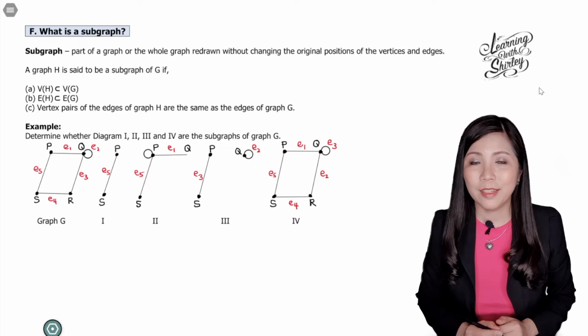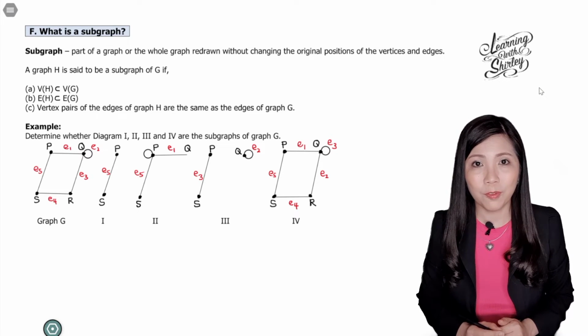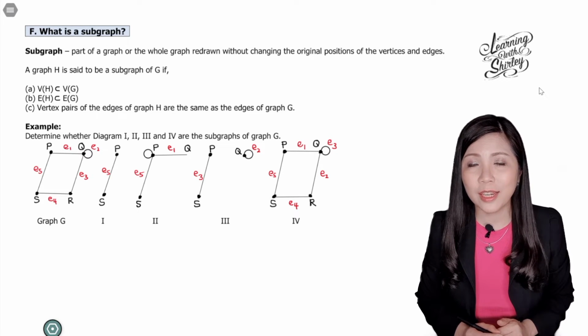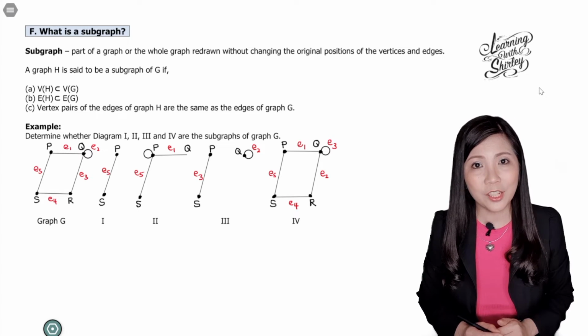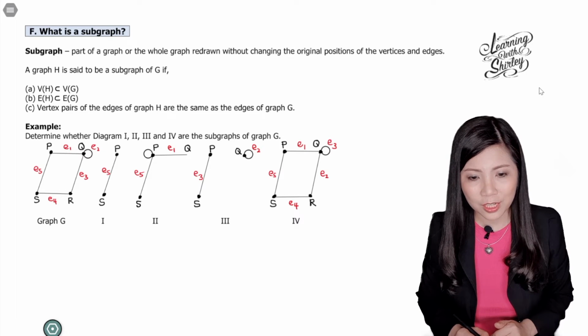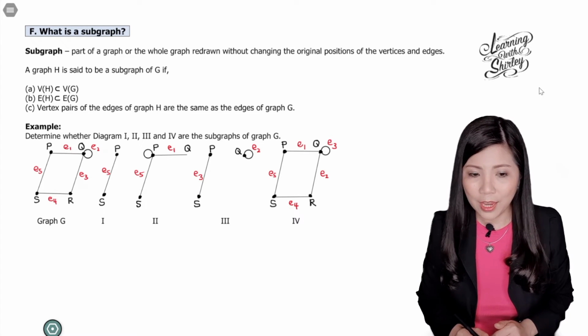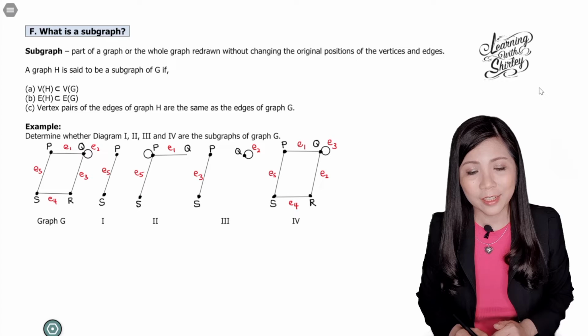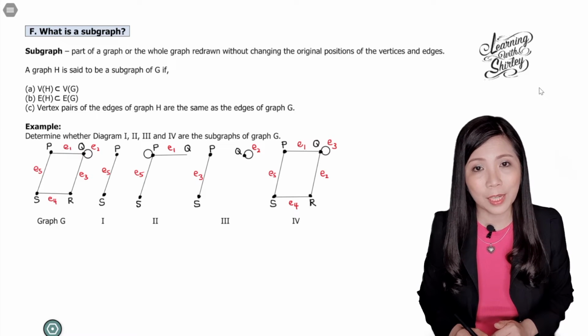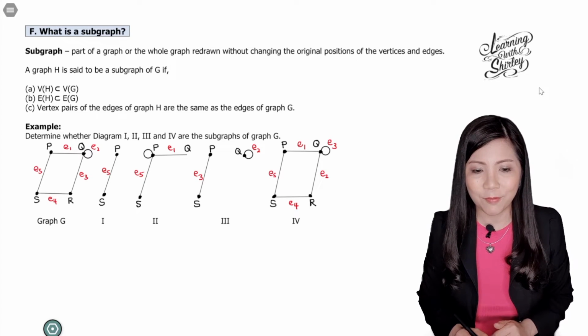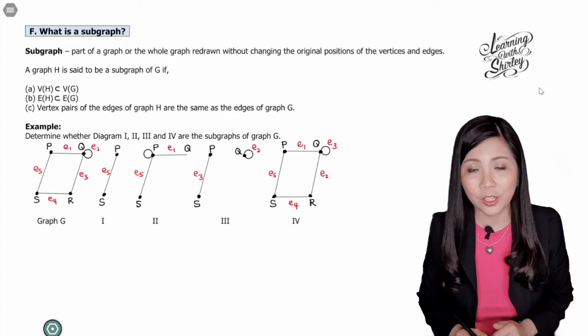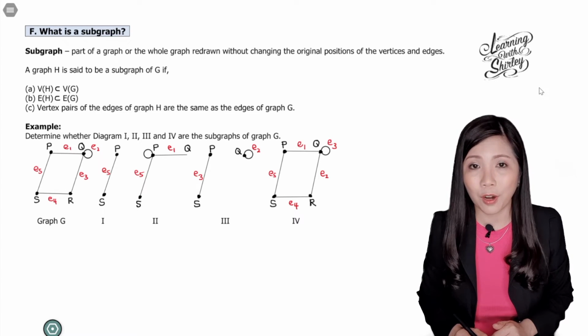What is a subgraph? A subgraph is part of a graph, or the whole graph, drawn without changing the original positions of the edges and vertices. A graph H is said to be a subgraph of G if (A) V(H) is a subset of V(G), (B) E(H) is a subset of E(G), and (C) the vertex pairs of the edges of graph H are the same as the edges of graph G.